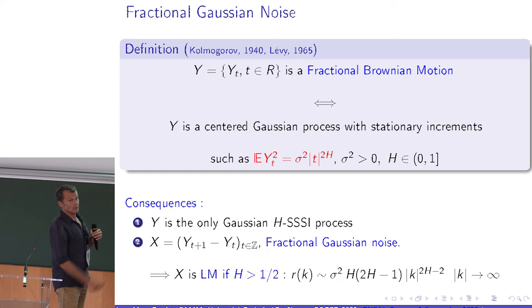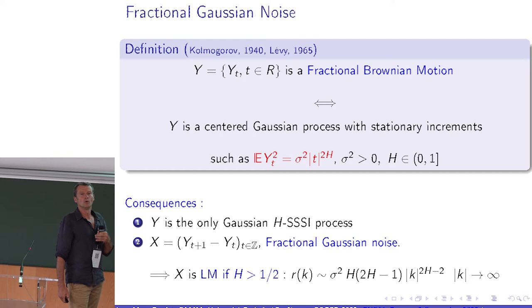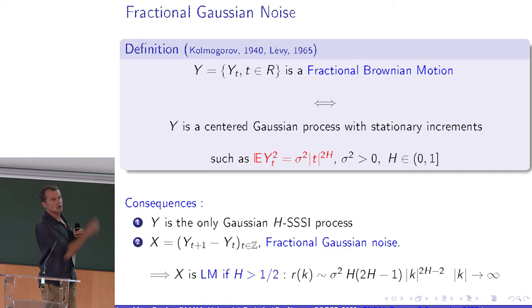First, I'm going to speak about fractional Gaussian noise, but typically we prefer to define first a fractional Brownian motion, which is a Gaussian process with stationary increments and with covariance, which is also a power law in t. Okay, so this is a natural extension of the Brownian or Wiener motion. So it is central.